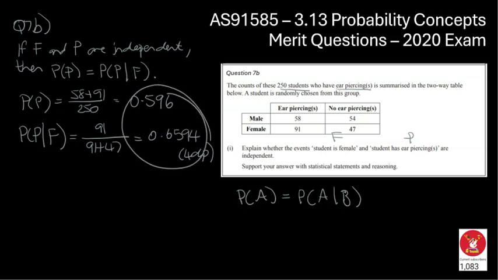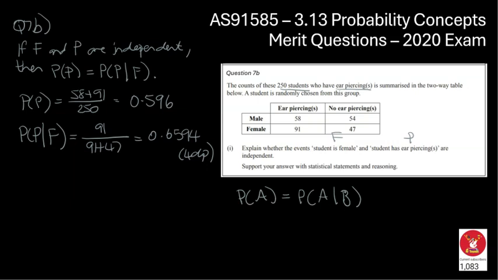We can see these numbers are not the same, which means the fact that the person investigated was a female had an impact on whether or not they had a piercing. For me, that makes sense because I think a lot of guys don't get their ears pierced, and females tend to do that a lot more. So maybe it makes sense that females are more likely to get a piercing.